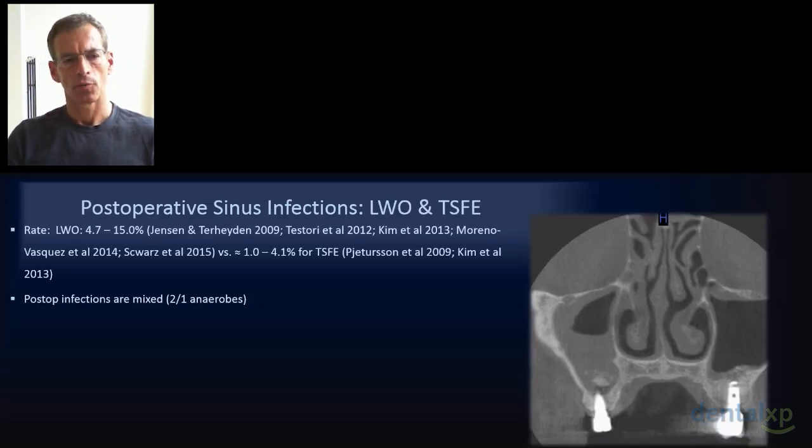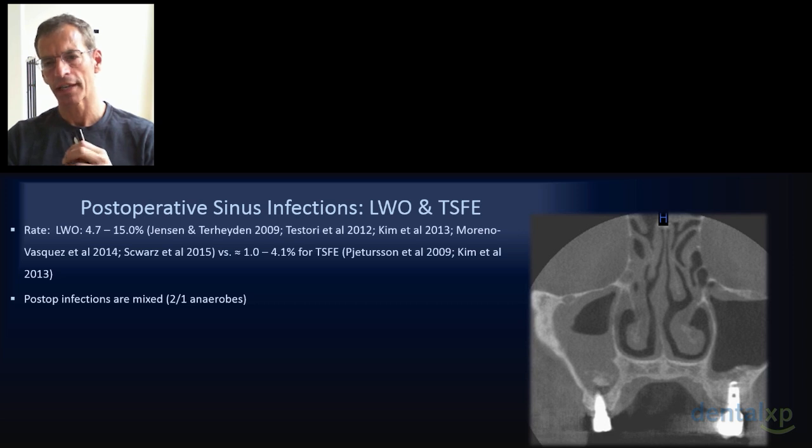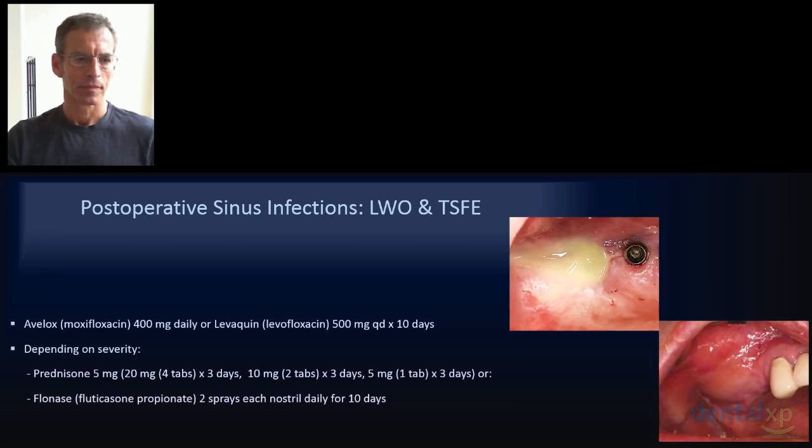Postoperative infections: the rate with a lateral window is 4 to 15%, with a transcrestal approach, 1 to 4%. These infections are primarily anaerobes. I will utilize Avalox 400 mg daily or Levaquin 500 mg daily for 10 days. And depending on severity, I'll use a tapered dose of prednisone or a nasal spray.